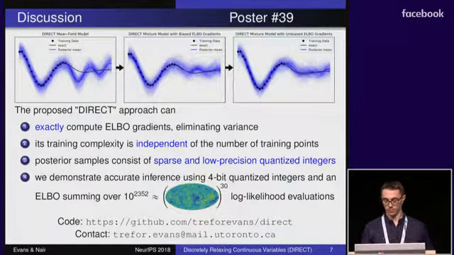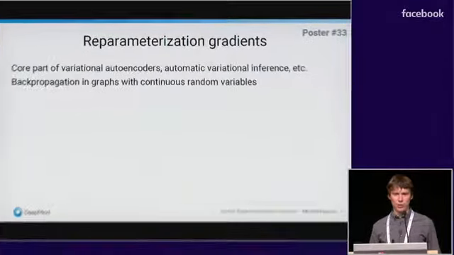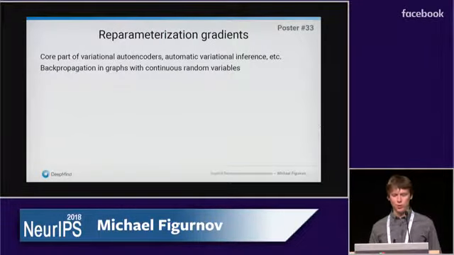Hi, my name is Michael Figurnov. This is joint work with Shakir Mohamed and Andriy Mnih, called implicit reparameterization gradients. Reparameterization gradients are one of the core tools in many modern probabilistic methods, such as variational autoencoders and automatic variational inference. Fundamentally, they allow us to perform backpropagation in graphs which have continuous random variables.